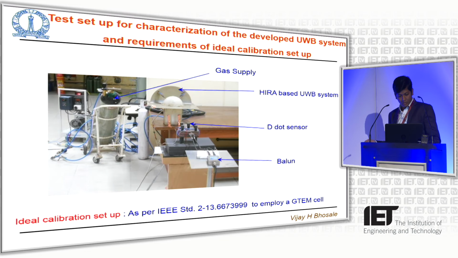Now, this is a test setup for the characterization of the developed UWB system, for the requirement of ideal calibration of the setup. Whatever pulse is radiated is measured using a D-dot sensor, and the D-dot sensor is connected to the balun, and then the oscilloscope arrangement. So this is the exact test setup, and we did the calibration setup as per the IEEE standard, employing the GTEM cell.